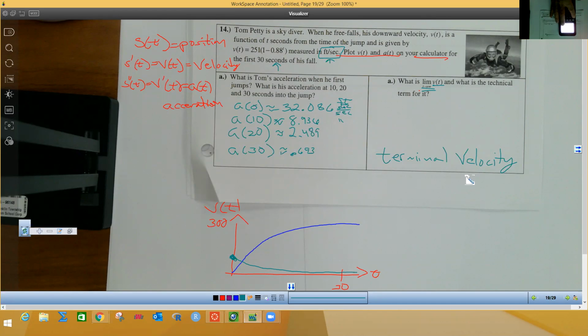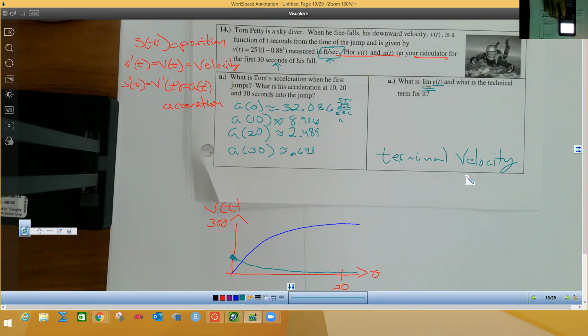Then if I keep arrowing to the right, oh, it won't let me arrow to the right. I'm going to go to my table. I'm going to hit second window and go to table set, and I'm going to tell it to start the table at 30, and I'm going to go by 1. So the change in table, I'm going to put 1, and then I'm going to hit enter, and then I'm going to hit second table. So it tells me at 30 it's at 245.